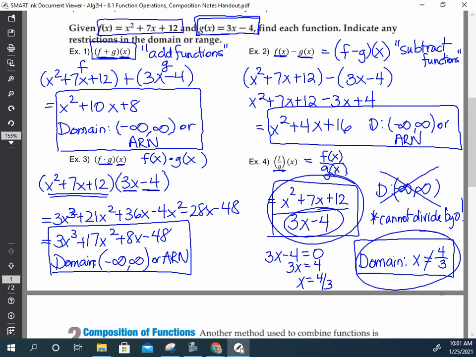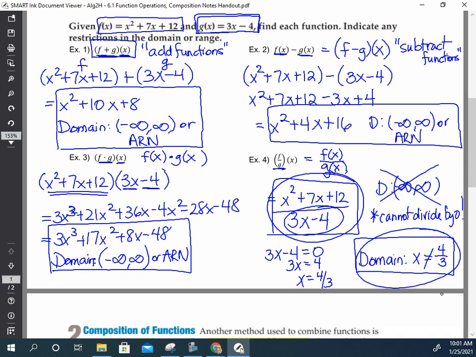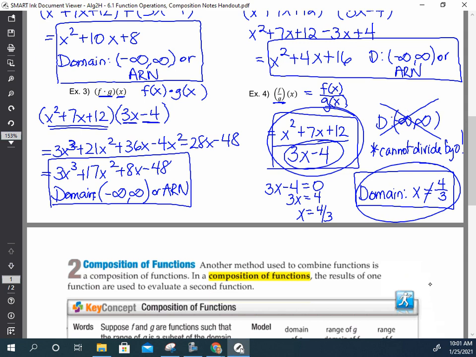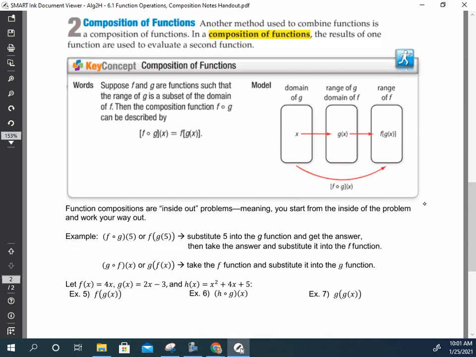Let's go on. So adding, subtracting, multiplying, dividing, we've done those quite a bit over the course of the year. The fifth operation is the newest operation for a function. That's called composition. So composition is when you take the answer of one function and you plug it into another. We're actually doing this quite a bit when you were solving systems by substitution. You're taking one answer and you're plugging it into another.